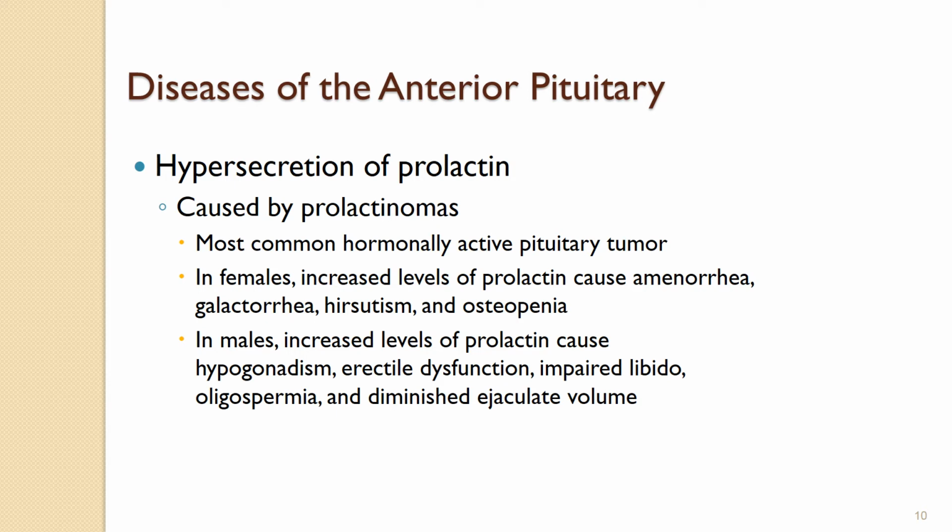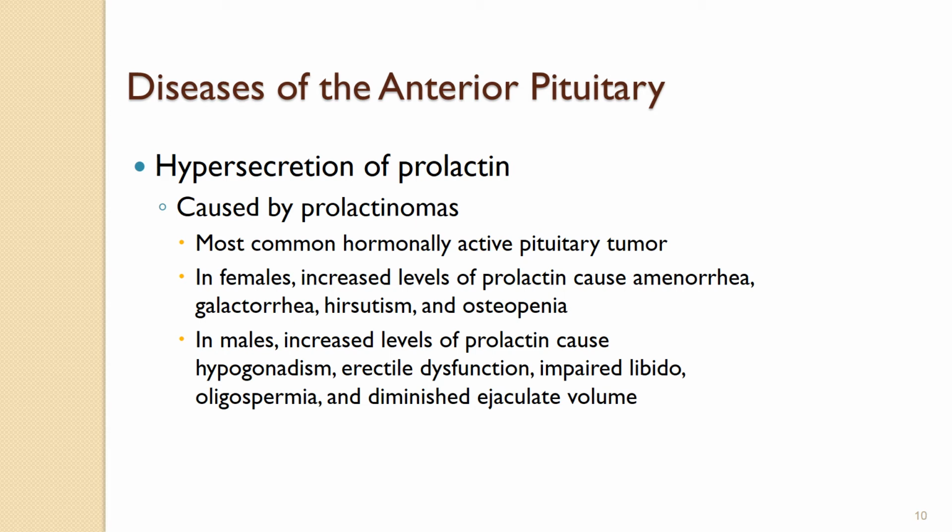Another problem can happen with the anterior pituitary: hypersecretion of prolactin, a consequence of prolactinoma, and this is the most common pituitary tumor, and I put here hormonally active. That means this is not only a tumor in the pituitary, but it also actively produces the hormones. So if we have a female who produces lots of prolactin, prolactin may cause amenorrhea, galactorrhea, hirsutism, and osteopenia.